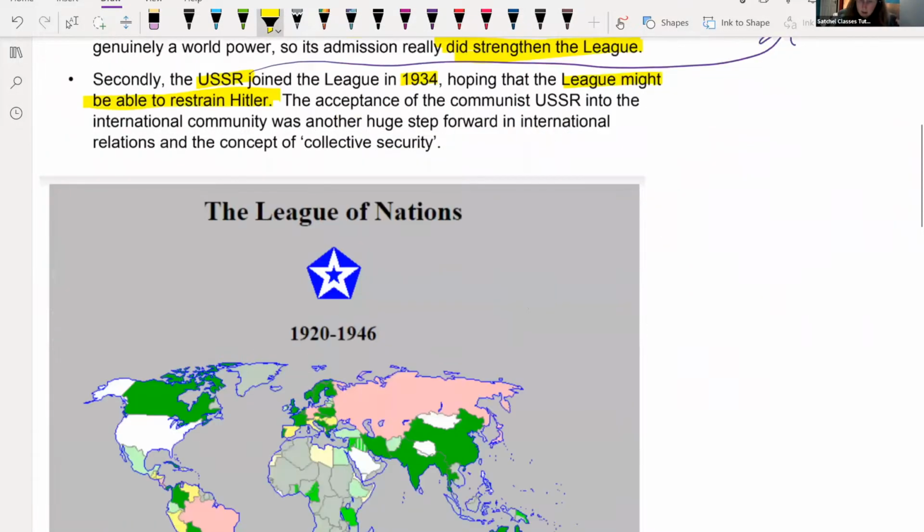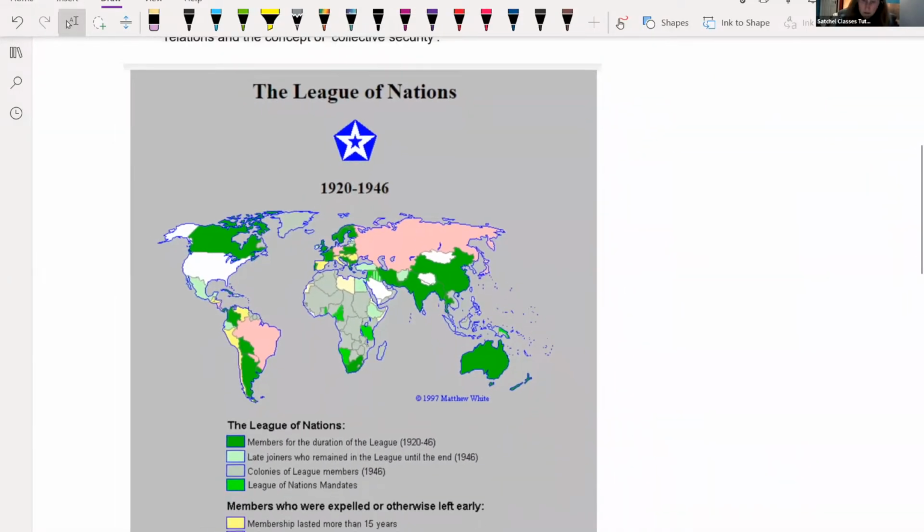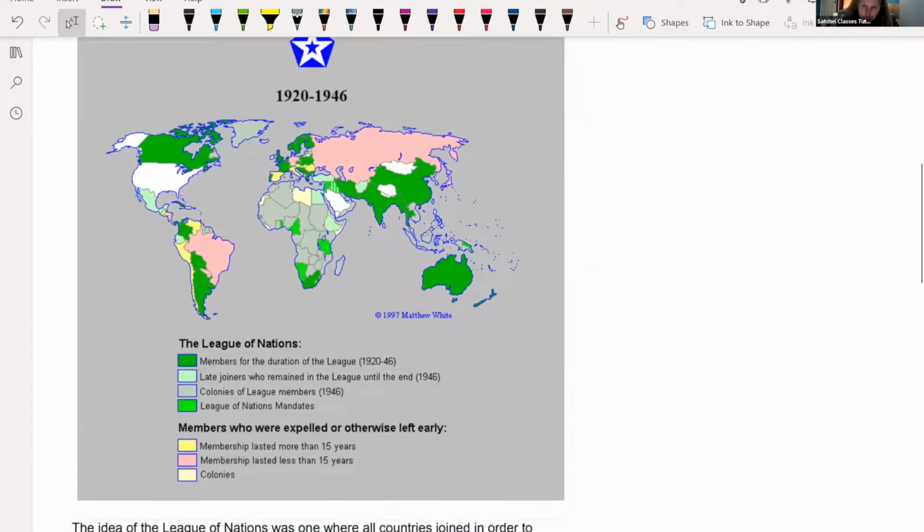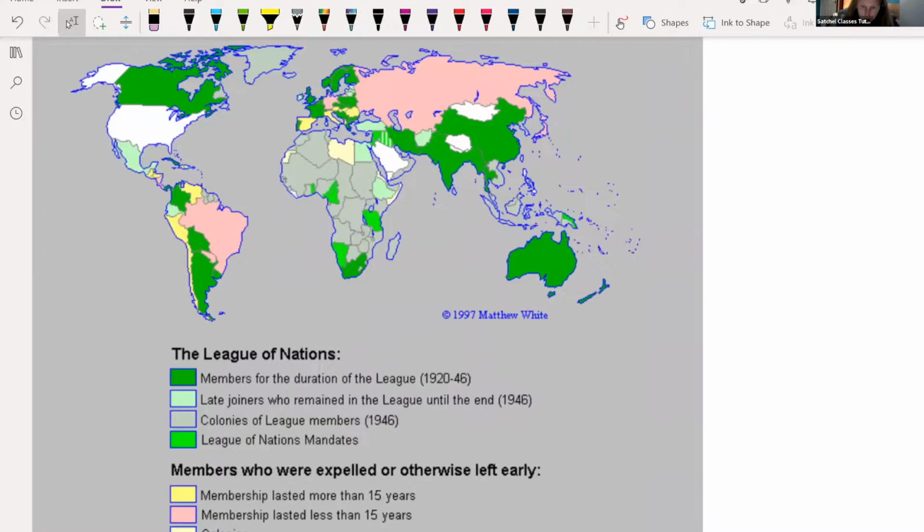Okay, so here's a nice little diagram of the membership of the League. So we've got the League of Nations 1920 to 1946. So obviously you can pause this video at any point and have a look at this map in more detail if you would like. So let's just zoom in a little bit more. So dark green, members of the League for the duration, so 1920 to 1946. Late joiners who remained in the League until the end. Colonies of League members, so that means that they were in it by default.